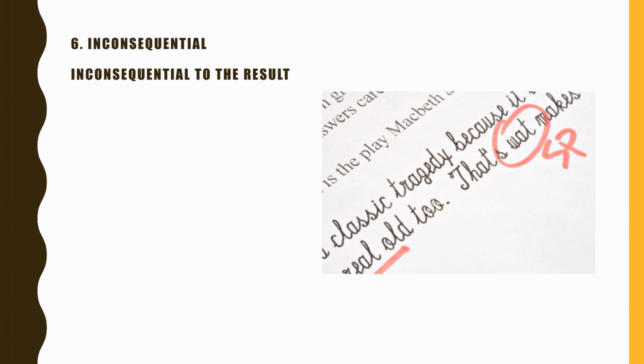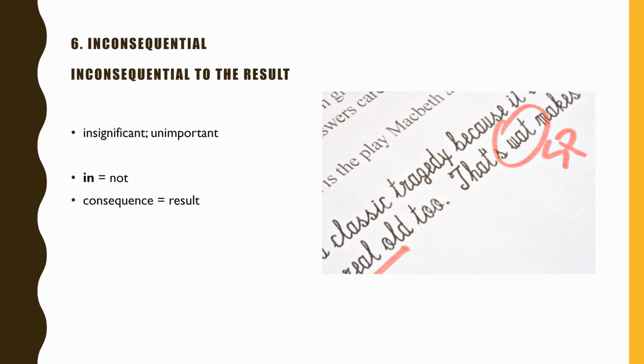Inconsequential, inconsequential to the result, which means that it is insignificant and unimportant, like the spelling error that you might make on a report that you write. If you made an obvious little spelling error, it's probably not going to cost you the grade or anything. So the breakdown of the word is in and consequence.